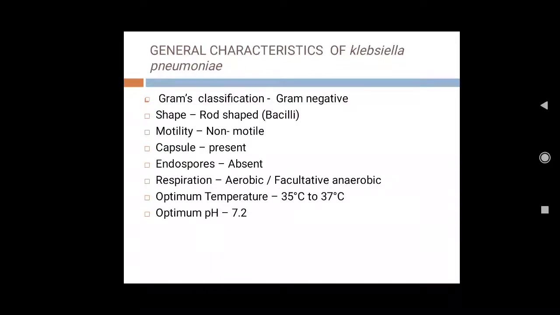General characteristics of Klebsiella pneumoniae: Gram classification, Gram negative; shape, rod shape, bacillus; motility, non-motile; capsule, present; endospores, absent; respiration, aerobic, facultative anaerobic; optimum temperature 35 degrees Celsius to 37 degrees Celsius; optimum pH is 7.2.